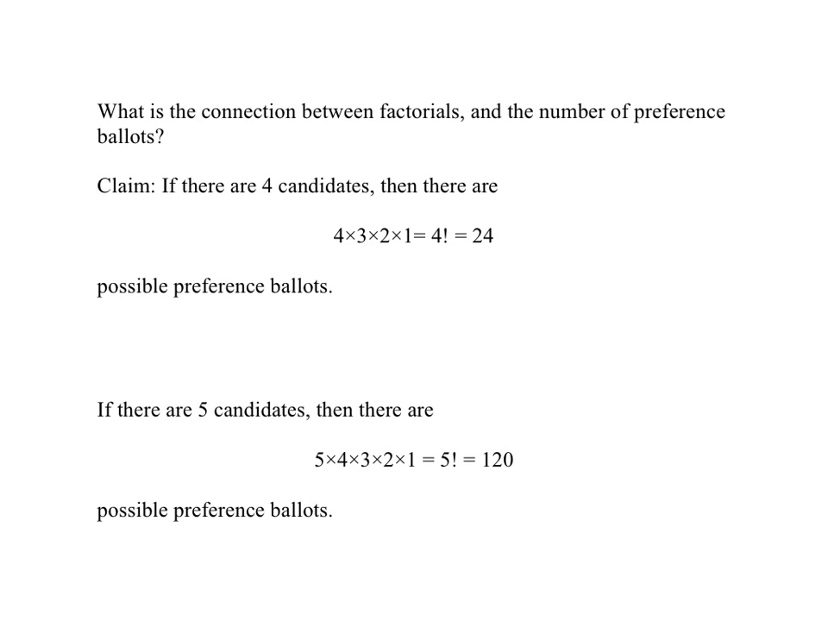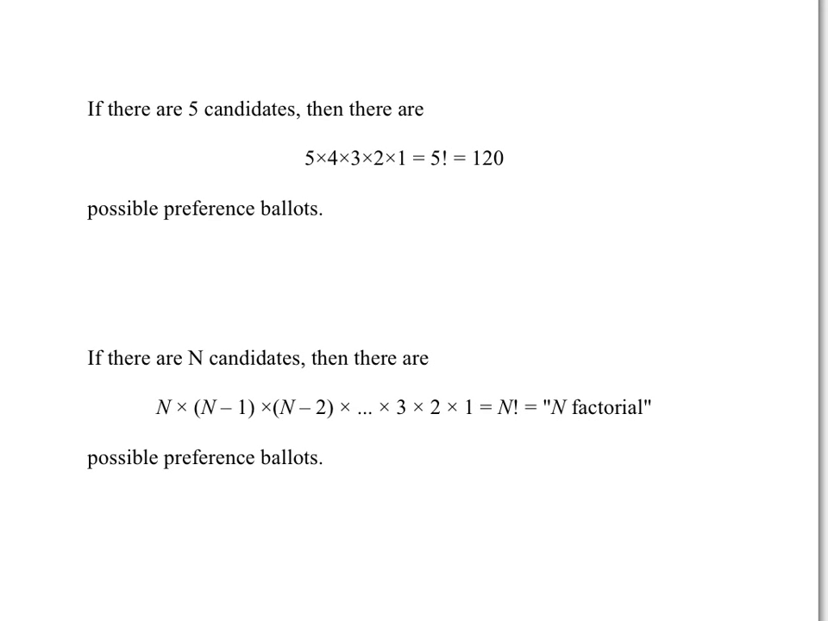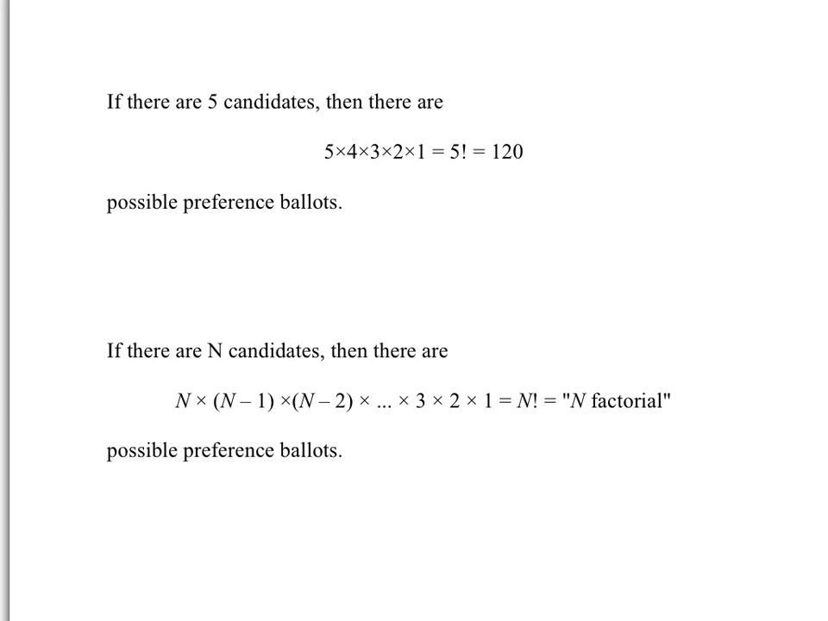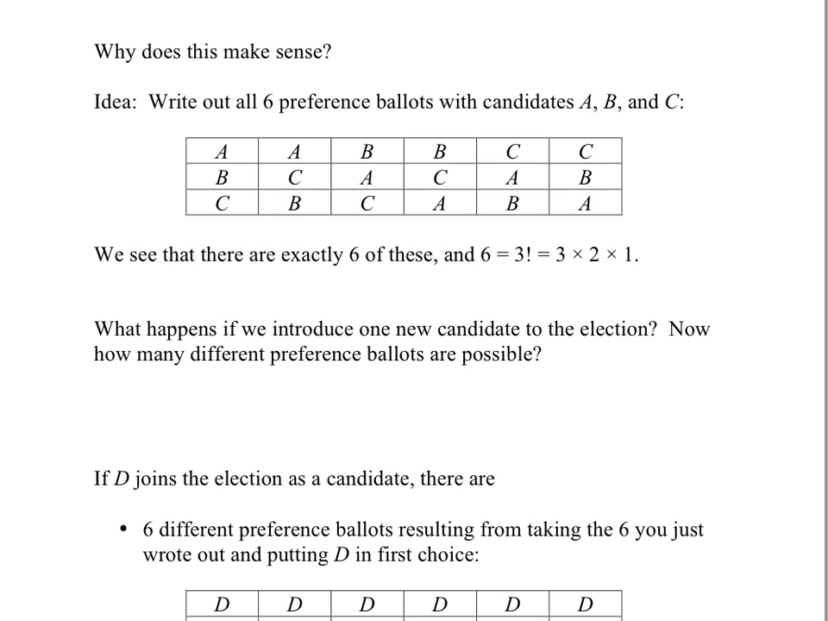So what is the connection between factorials and the number of different possible preference ballots? All right, I claim that if we have 4 candidates, then there are exactly 4 factorial, that is 24, different possible preference ballots. If there are 5 candidates, I claim that there are 5 factorial different possible preference ballots. And indeed, we can say the same thing for any number of candidates. If there are n candidates, however many n is, then n factorial, I claim, is the number of different possible preference ballots.